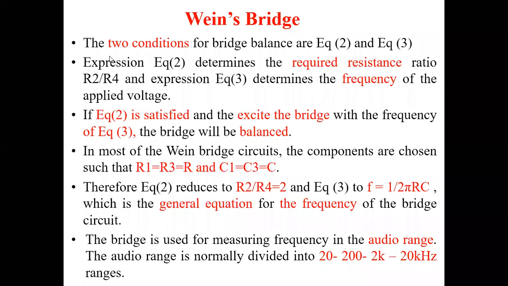So in most of the Wien bridge circuits, the components that we are choosing are R1, R3 equal to R and C1, C3 equal to C. And therefore, the equation is reduced to R2 by R4 is equal to 2, and equation 3 is reduced to F is equal to 1 by 2 pi RC, which is nothing but the general equation for frequency of the bridge circuit.